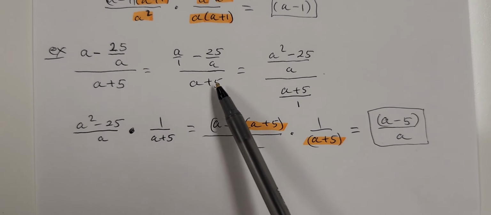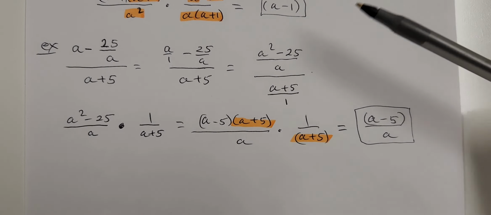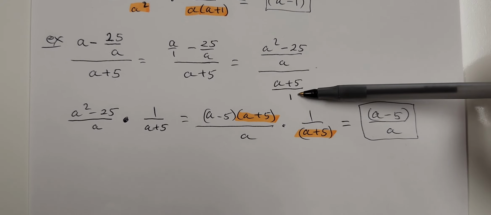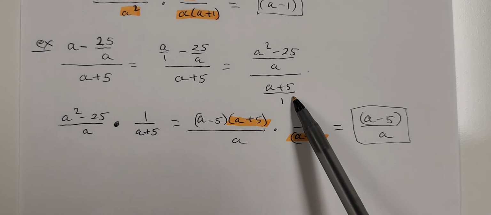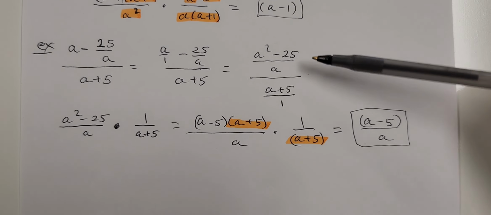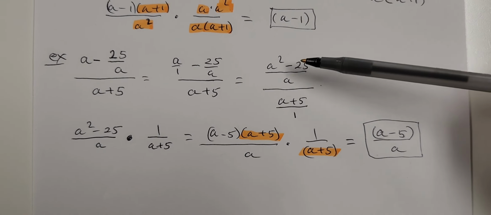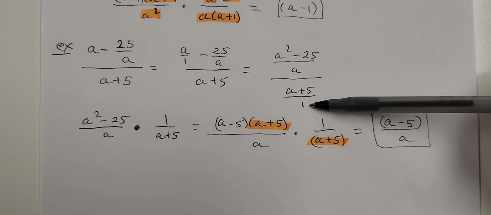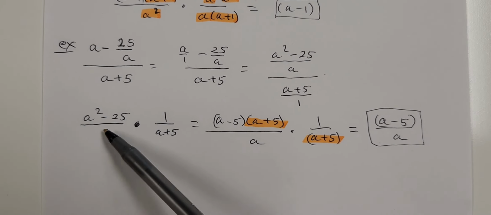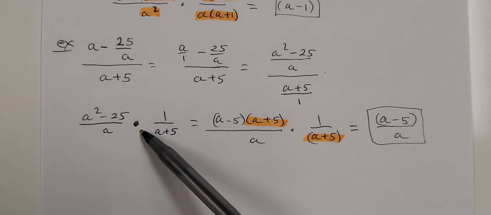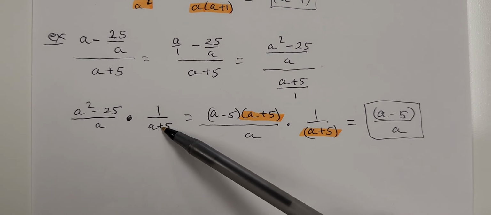Now in the bottom, a plus 5 can be rewritten as a plus 5 all over 1, so that I can have fractions divided by fractions. There's nothing to do with a plus 5, just leave it alone, but write it over 1 so that I have fractions divided by fractions. So keep, change, flip. Keep, that's what I have here, change to multiplication. The a plus 5 over 1 is being flipped.